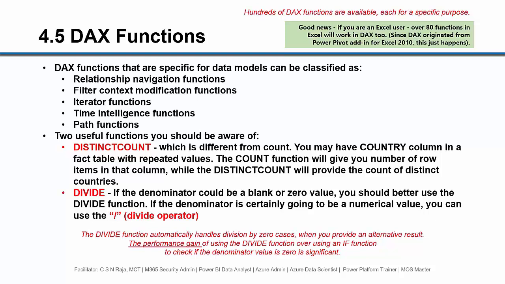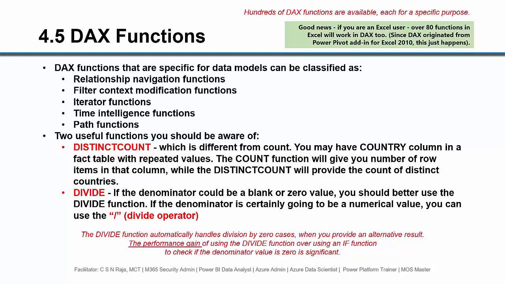Since DAX originated from the Power Pivot add-in for Excel 2010, this just happens. We just saw a discussion about the divide function. The divide function automatically handles division by zero cases when you provide an alternative result within that. The performance gain of using the divide function over using an if function to check if the denominator value is a zero is significant. You can use the divide operator in simple cases. However, when you are not sure what is going to happen in the denominator, could that be a zero? In such cases, please use the divide function.